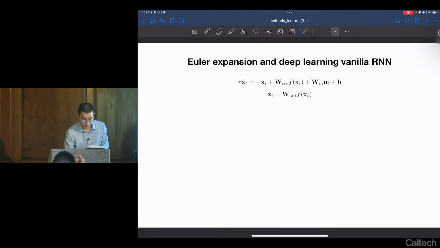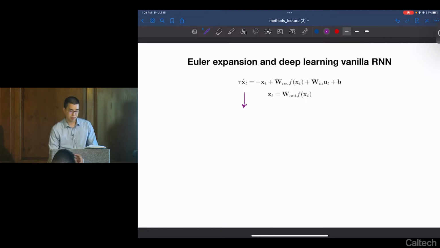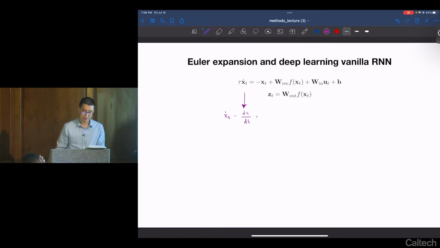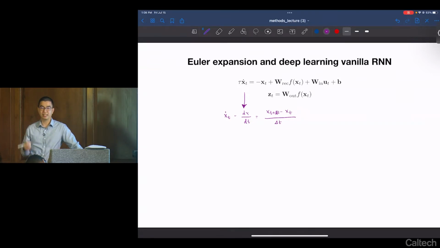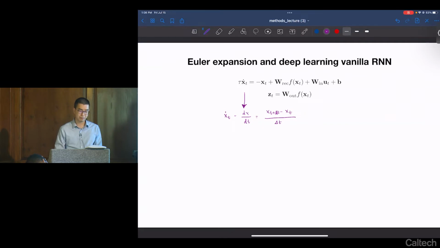So what we're going to do is the Euler expansion of this continuous time recurrent neural network. And we're just going to use the first order approximation of the derivative. That is that the derivative x dot t, right? This is equal to dx dt, a change in x over a change in time. And so we'll just approximate that as x of t plus 1 minus x of t, and that will be over a delta t. So actually, this should be x of t plus delta t minus x of t over delta t. But I'm just going to call it x of t plus 1 for the sake of simplicity.